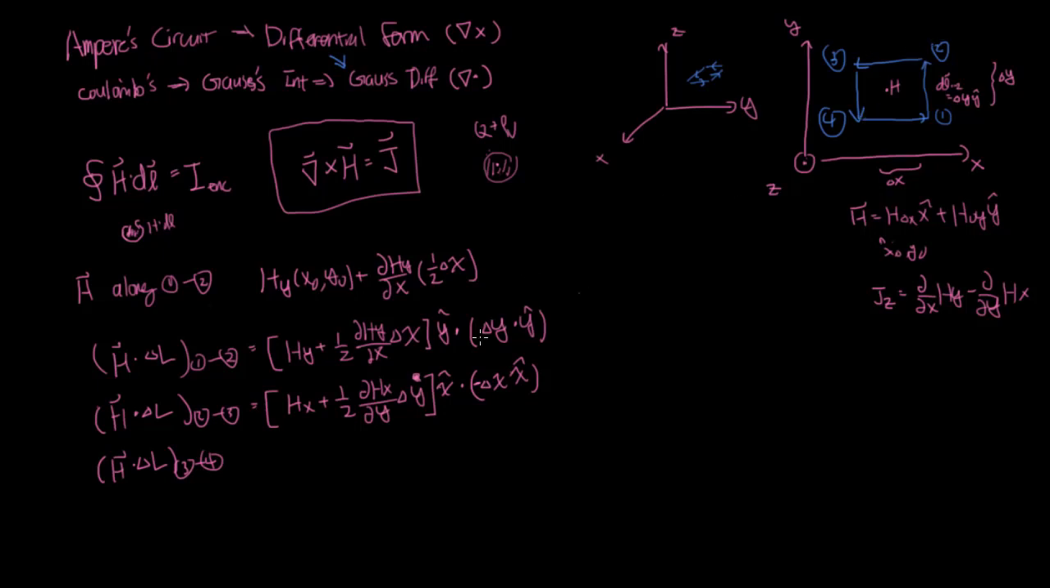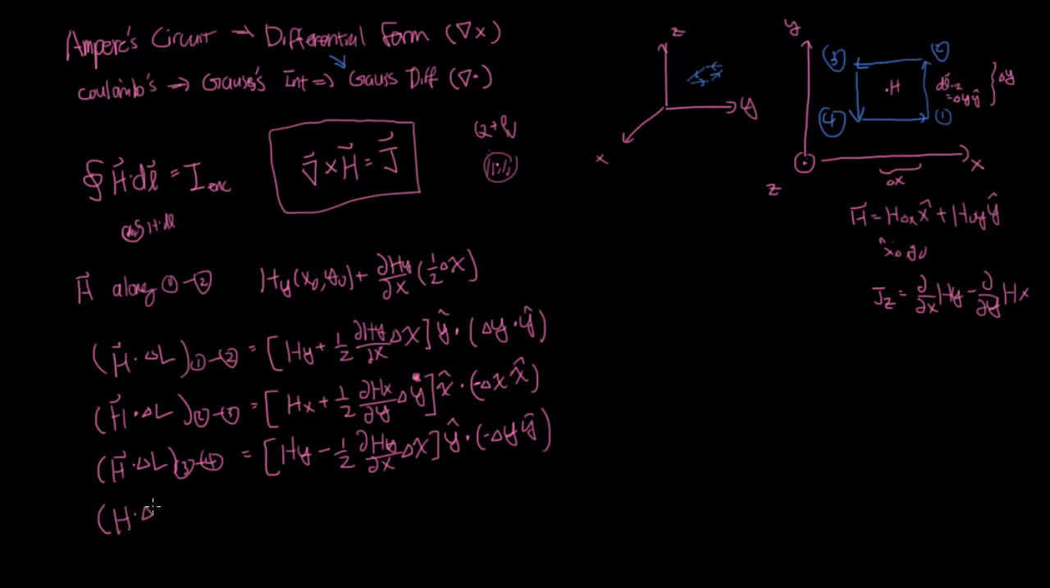Then going from 3 to 4, we're going to have Hy, but now we're going to shift in the y by negative 1/2 delta y, so minus 1/2 dHy/dx delta x. So we're going to shift by 1/2 of delta x, and it's going to be in the y direction, and in this case our dl is going to be negative delta y in the y hat direction.